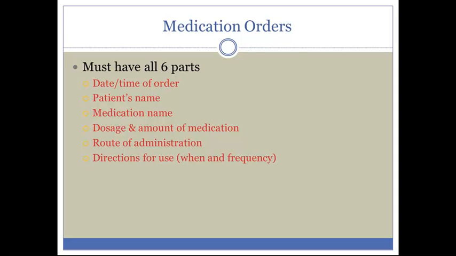You must have all 6 parts of a medication order, so the date and time of the order, the patient's name, the medication name, the dosage and amount of the medication, the way that you are going to administer it, and the directions for use. So when are you going to administer and how frequently are you going to administer?